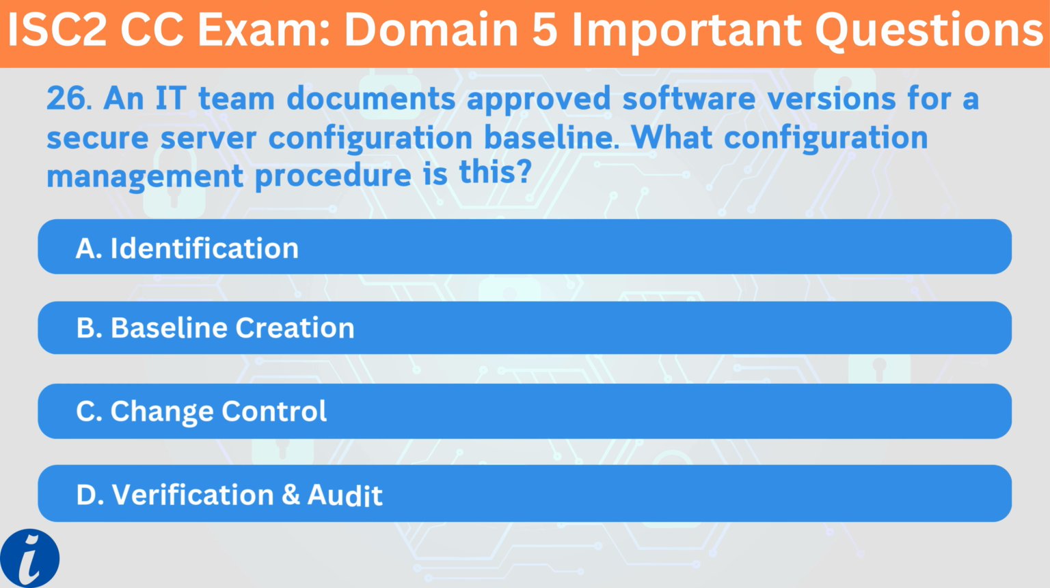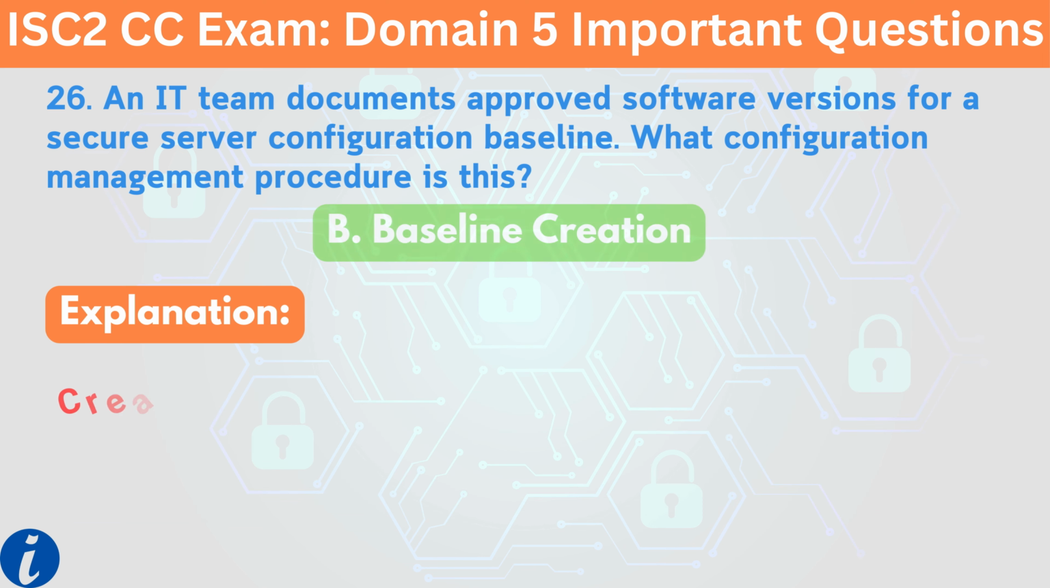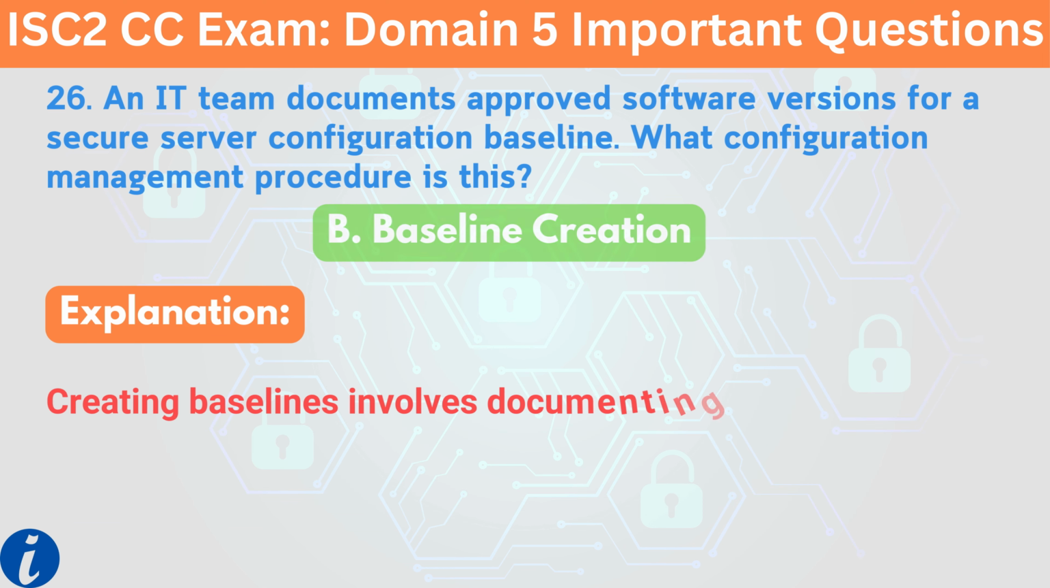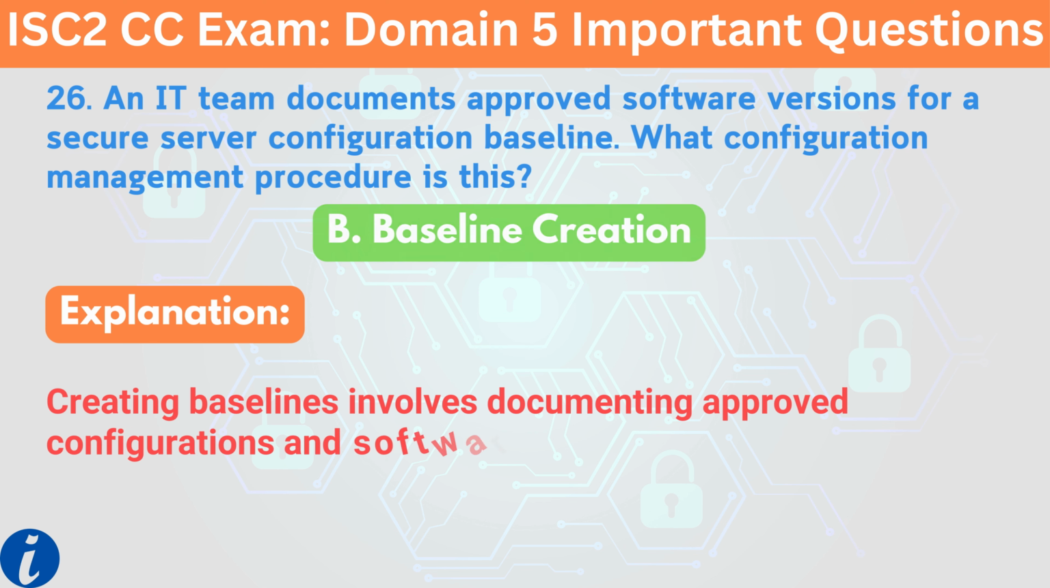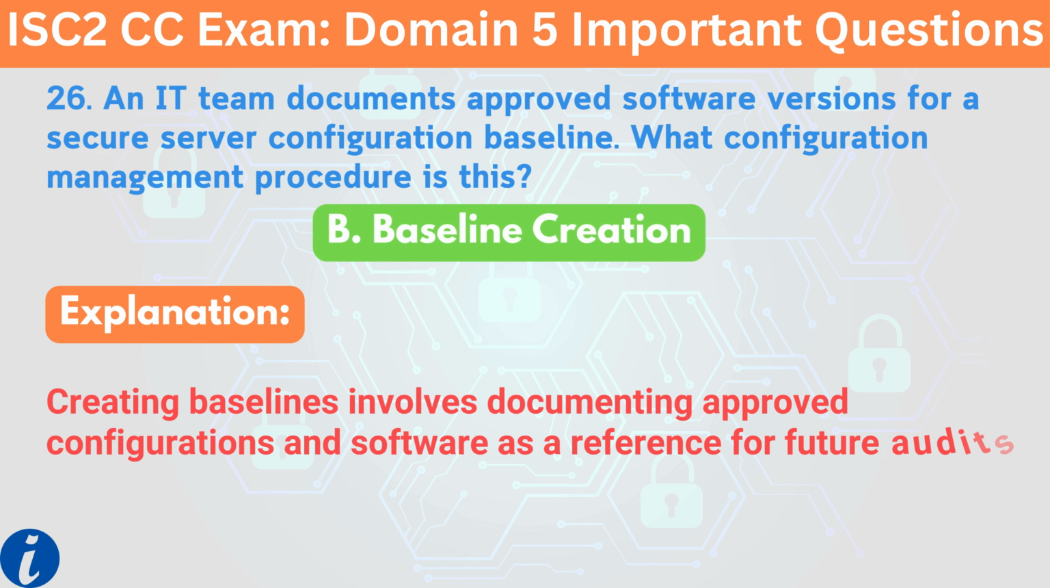26. An IT team documents approved software versions for a secure server configuration baseline. What configuration management procedure is this? A. Identification. B. Baseline creation. C. Change control. D. Verification and audit. The correct answer is B. Baseline creation. Explanation. Creating baselines involves documenting approved configurations and software as a reference for future audits.